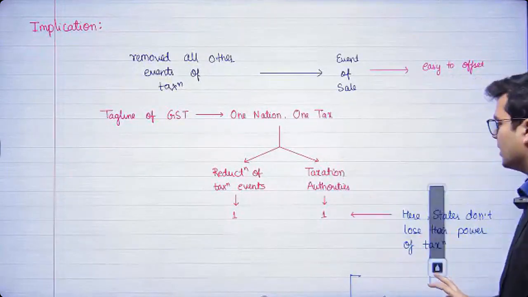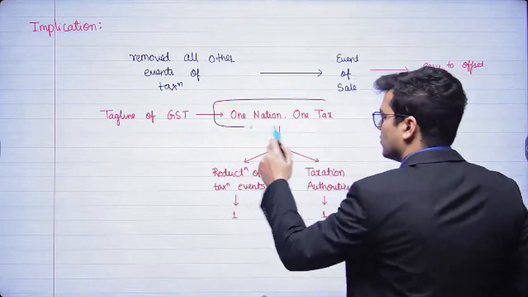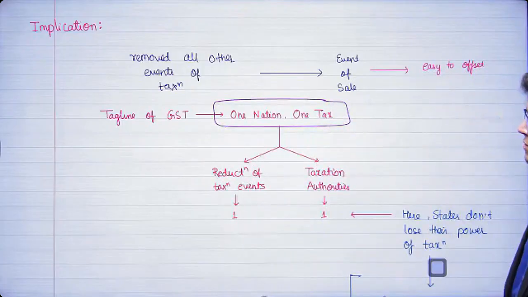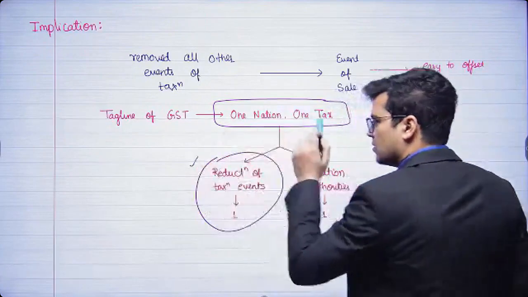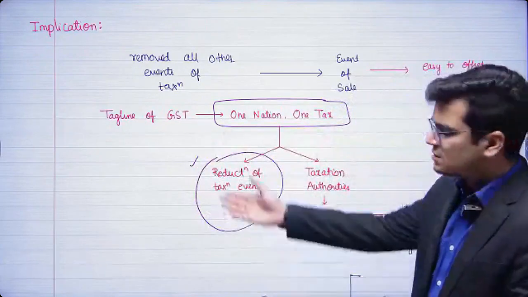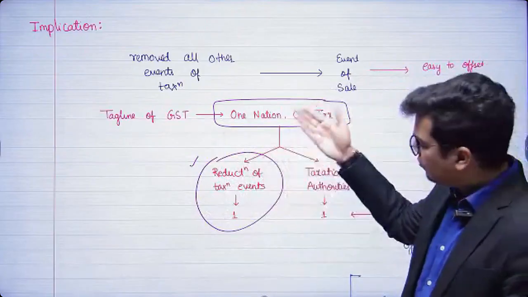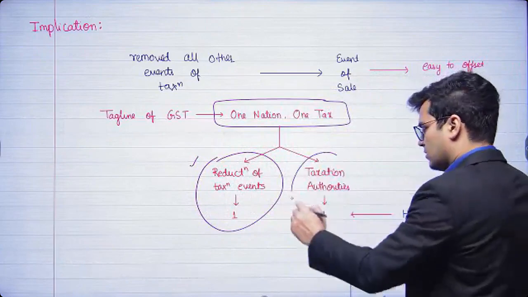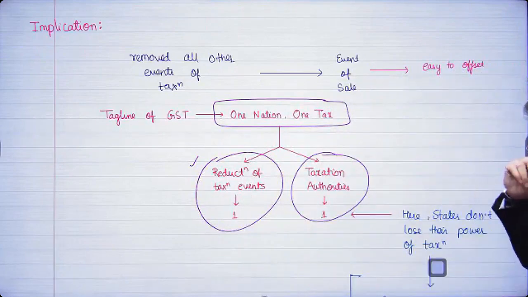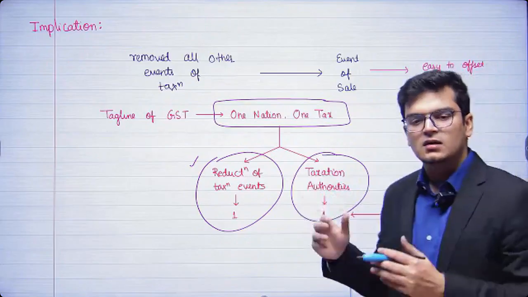जीएसटी की टैगलाइन क्या है? One nation one tax. So one event of taxation. One event of taxation, the only event is sale. One taxation authority. One taxation authority. There is a system in GST.